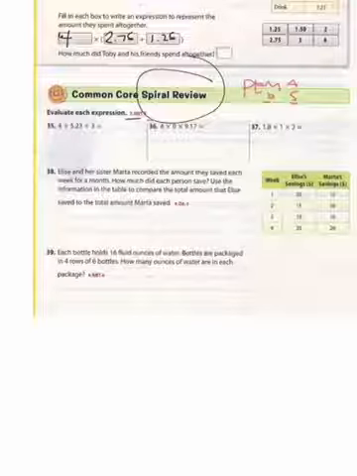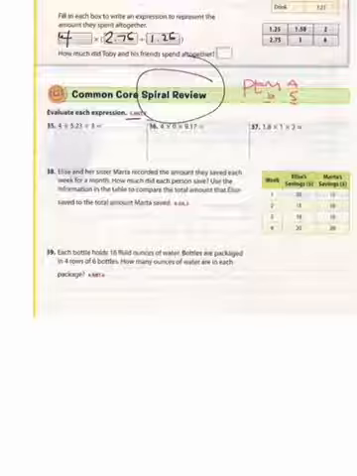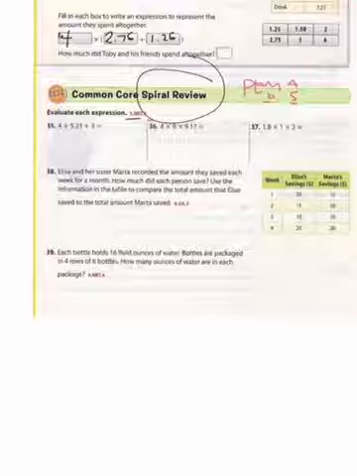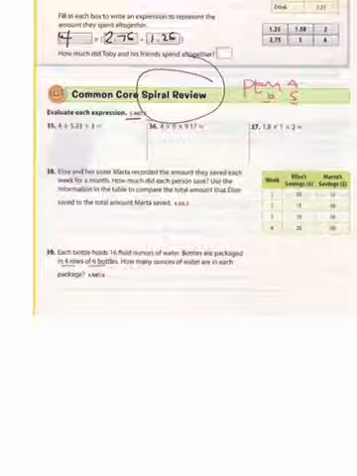All right, number 39. Each bottle holds 16 fluid ounces of water. Bottles were packaged in 4 rows of 6 bottles. So how many ounces of water are in each package? Those are our questions here. So on this one, it's a little wordy, but if there's 4 rows of 6 bottles, how many bottles are there in a pack? So it's like a pack comes, and there is 4 rows of 6. How many bottles would that be? And then we know there's 16 ounces, so that means you're going to multiply those numbers together, right, to figure out how many ounces of water are in each package.